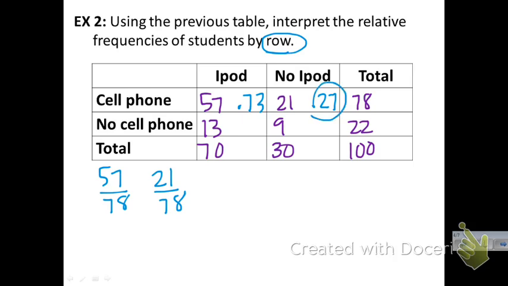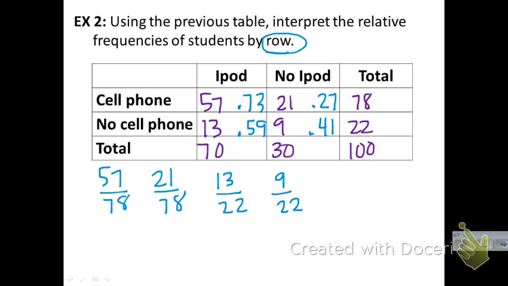And what you should notice about these two numbers is that they should add to 1. I'm going to do it also for the no cell phone. We take the 13 divided by 22, that total in that row, which is 0.59. And then 9 divided by 22 gives us 0.41. And again, those two numbers should add to 1. And we see that they do, so we know that those numbers are correct.